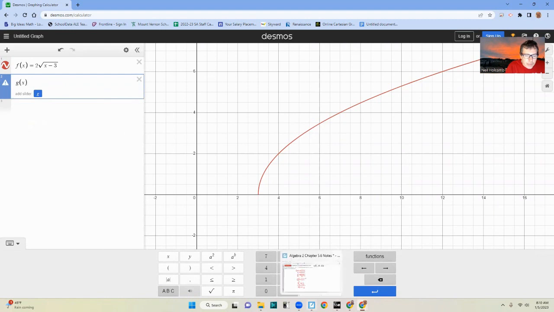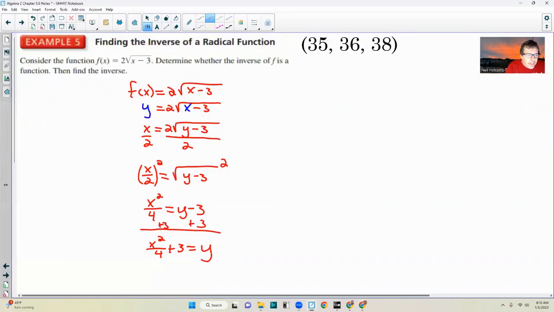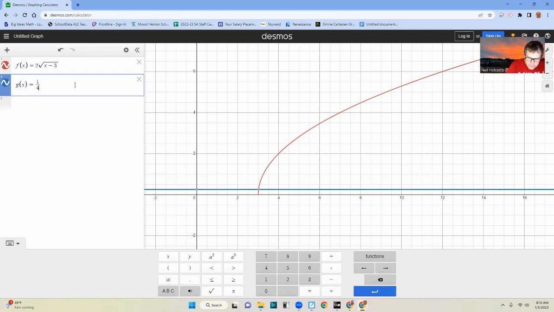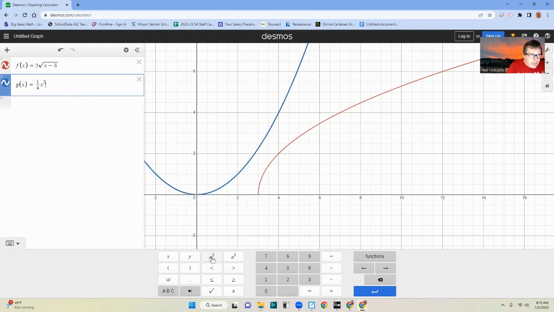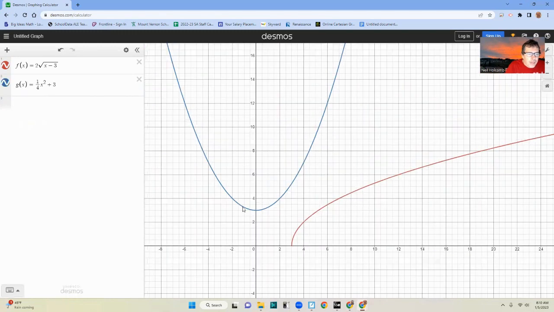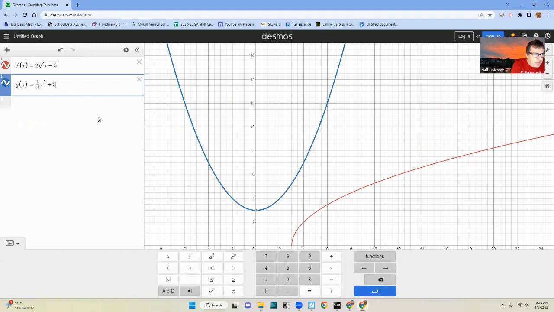Okay, and let me go back. What did I get? I got x squared divided by 4 plus 3, or 1/4 x squared plus 3. So this is going to equal 1 divided by 4 x squared plus 3. Notice the parabola is being shown here. I want to restrict that to x greater than or equal to 0.